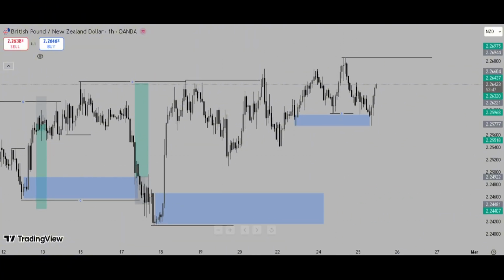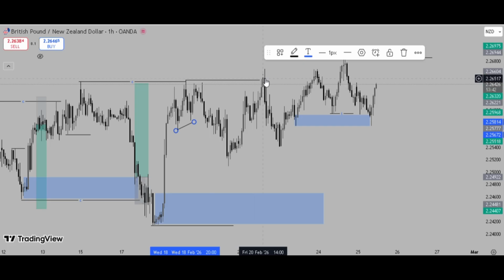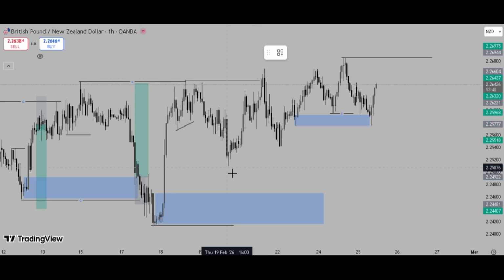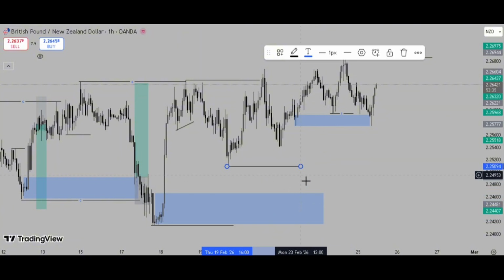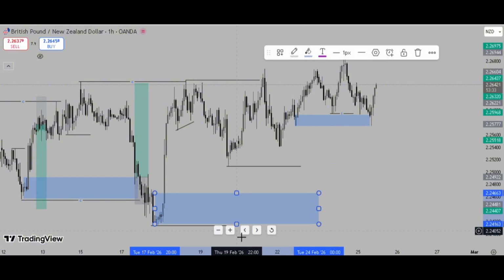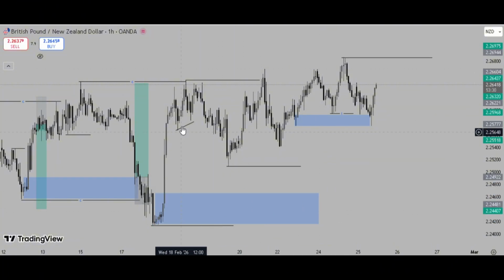Because if you look at it, what did the market do? It swept this internal structure, then closed above. So this level now can be our low, but this is going to be our major low, our major order block. This low is still active because this is not a confirmed break of structure from the beginning.